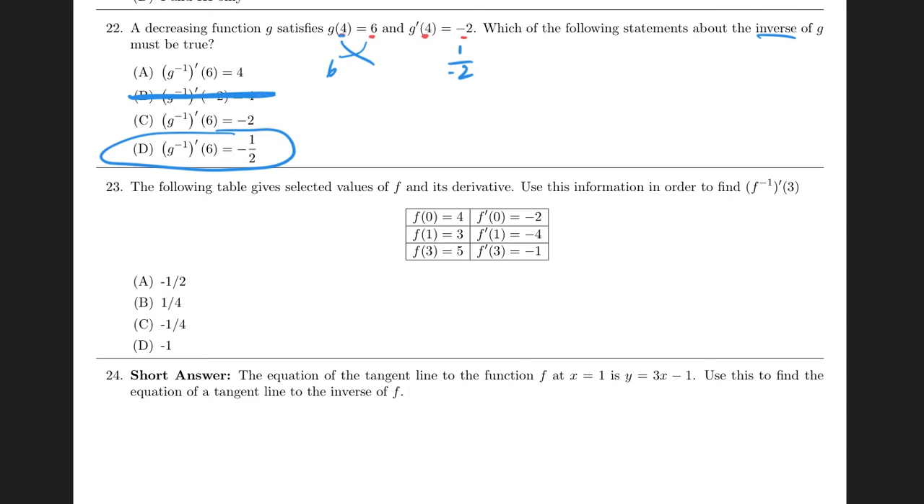Now here we're trying to find f inverse prime of 3. So the first thing to do is, there's nothing else here about f inverse, so we have to go back to the original. Well, this is the x value for the inverse, which means it's the y value for the original. So we're actually looking here, which tells me the related x value is 1. All right, so this is the important row, because that's where the y value of the original is 3. That slope is negative 4. So if we do the inverse function theorem, we just do 1 over that, because it's 1 over negative 4, which is negative 1/4.